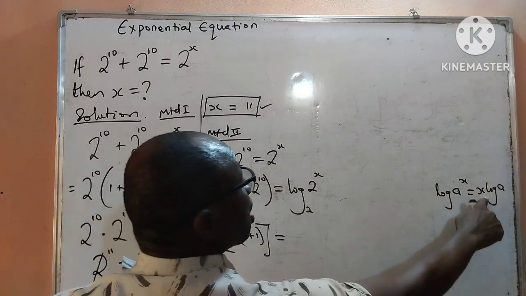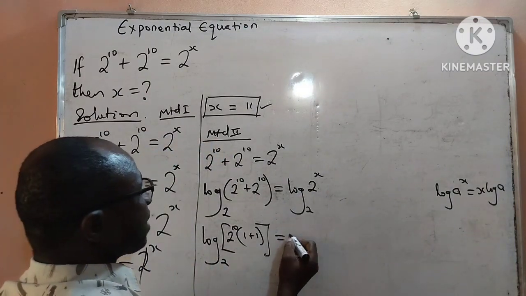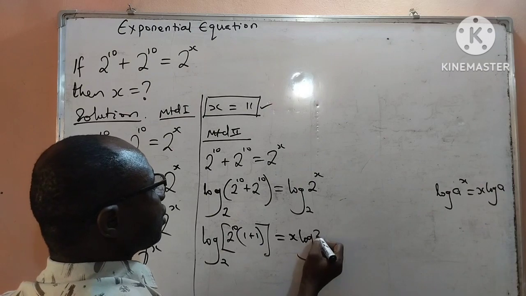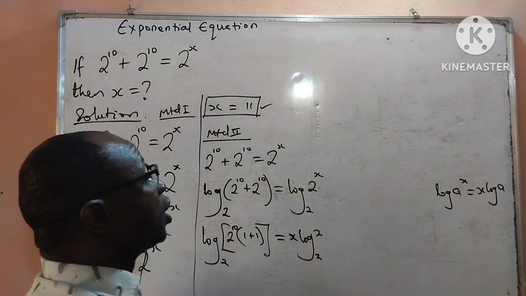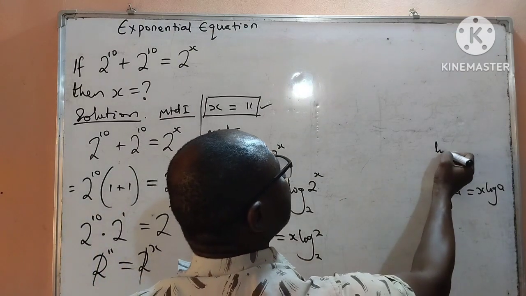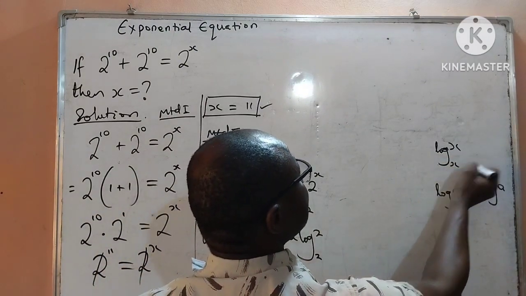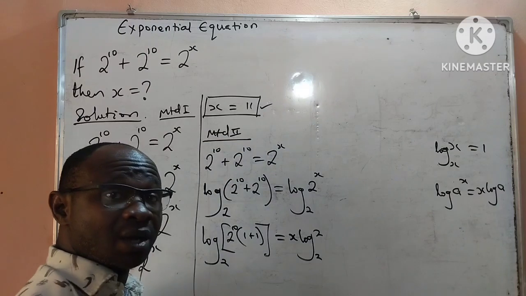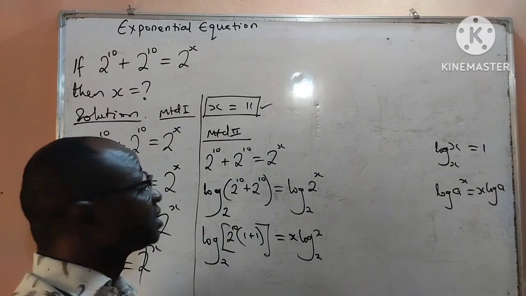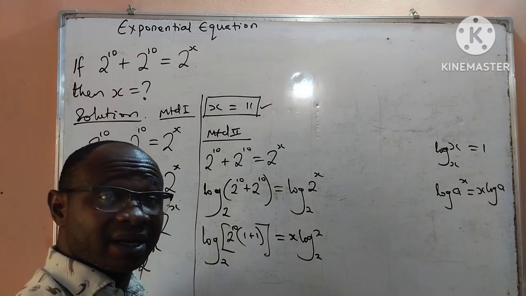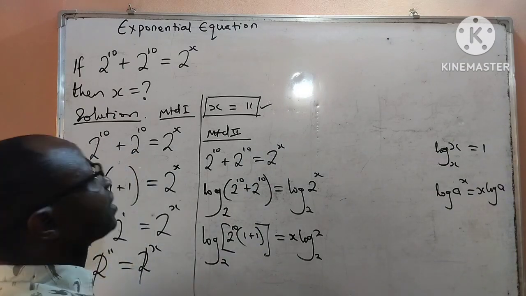Now, applying this law here by the right hand side, I will have x, then the logarithm of 2 to base 2. And by law of logarithms, if you have the log of x base x, it is equal to 1. We call this law logarithm to its own base. So when the base is the same as the number, it will give us 1.